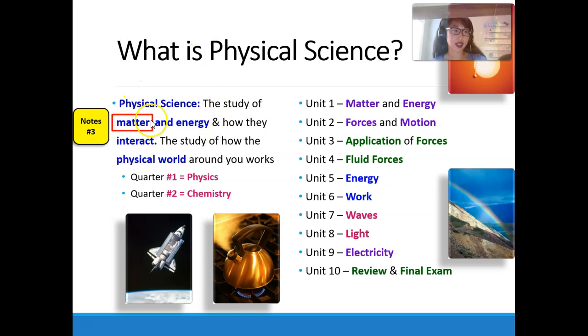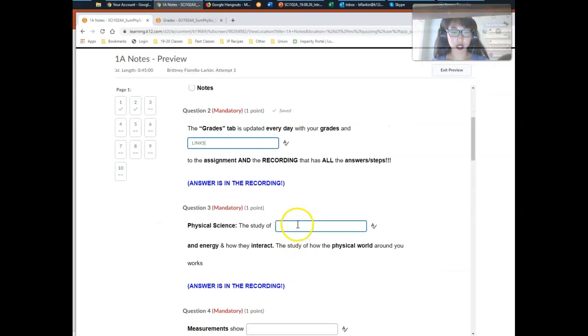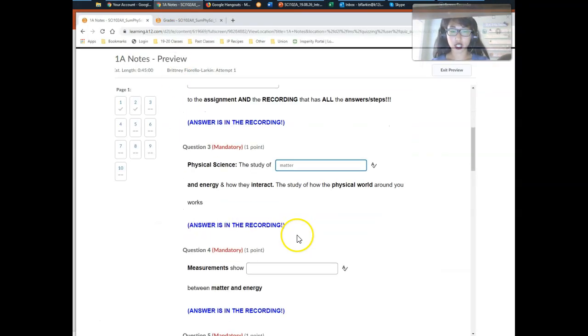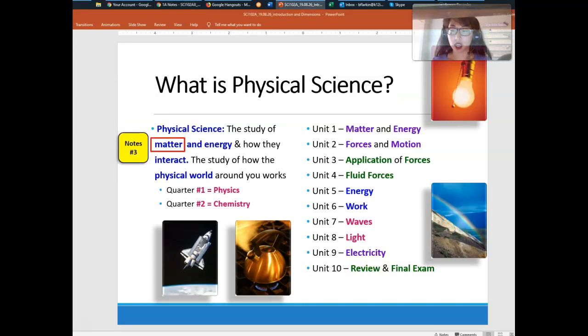So physical science, again, the study of matter. You should fill in the blank with the word matter for notes number 3. I can show you what that looks like. All right, so here we are for notes number 3, the study of matter and energy and how they interact. Again, all the answers have been in these slides. You'll notice that in order to save your answer, you do need to click outside of the box. Just keep that in mind.